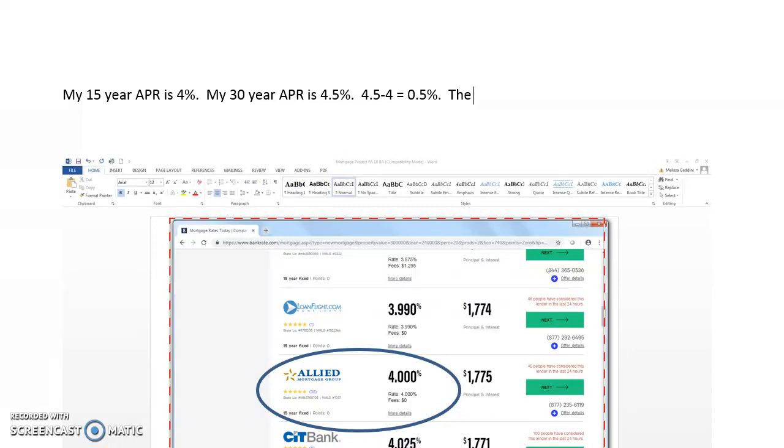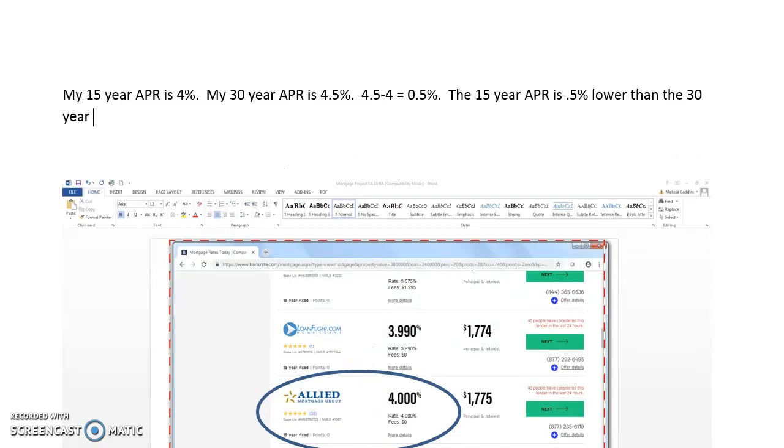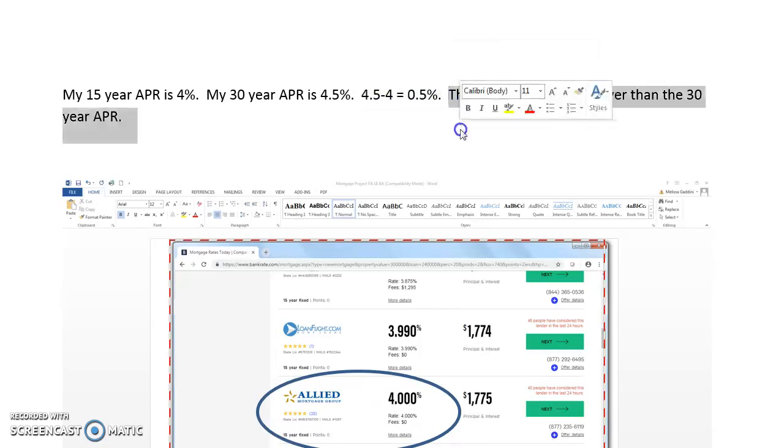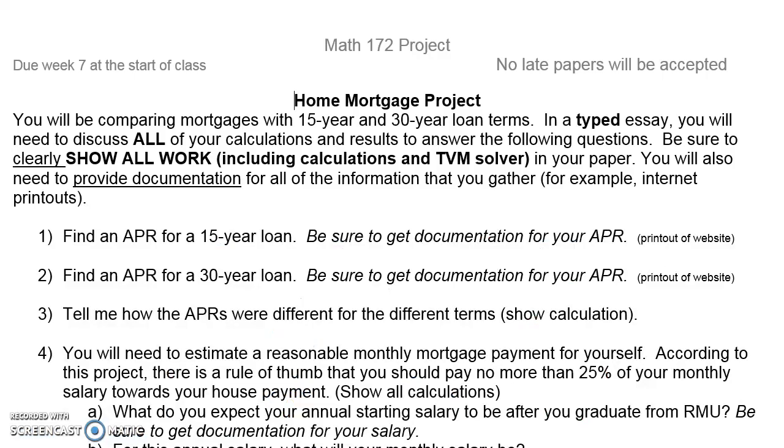So I might say something like the 15-year APR is 0.5% lower than the 30-year APR. So I've both shown you my calculation for the difference right here, and I've also told you how they were different. I could rephrase this and say that the 30-year APR is 0.5% higher than the 15-year APR. Okay, back to the project.